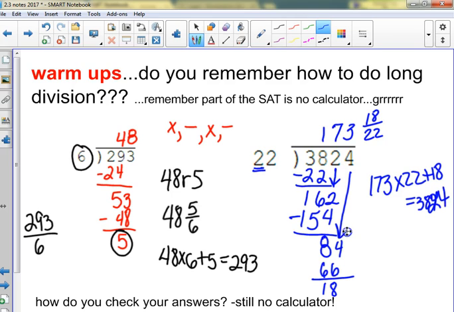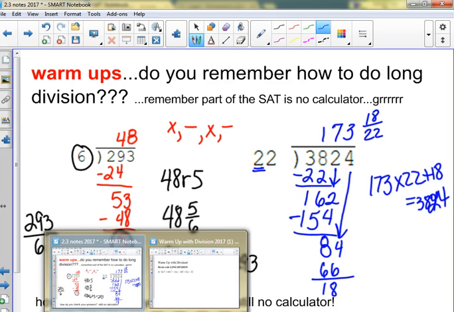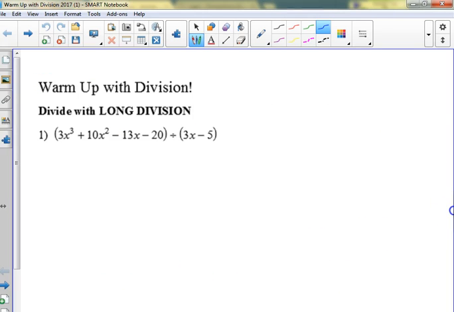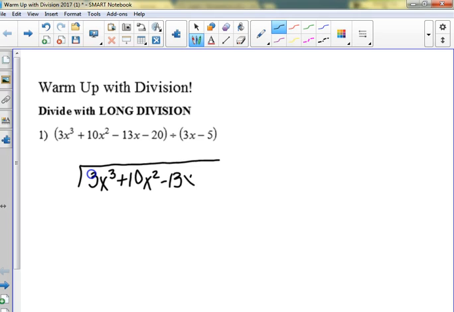All right, so we're going to take those ideas over and do the warm-up sheet today. If you write big, you might be in trouble, but hopefully we can fit this on here. 3x cubed plus 10x squared minus 13x minus 20 is all being divided by 3x minus 5.